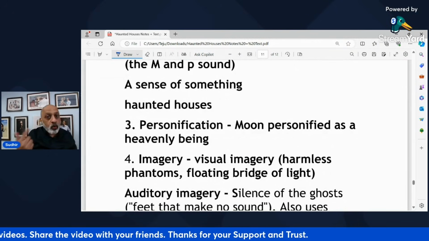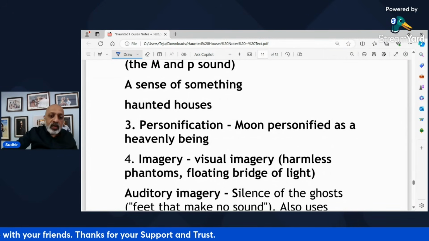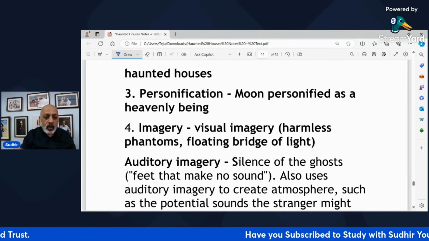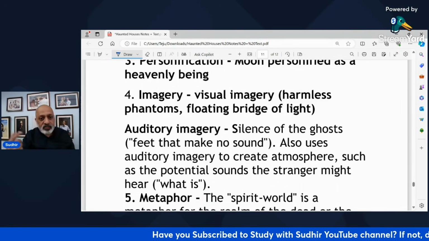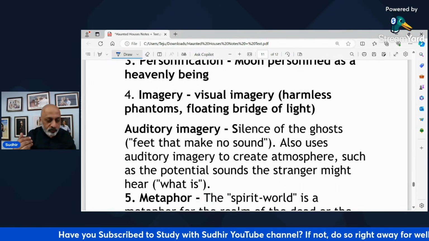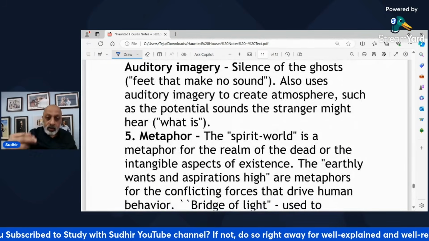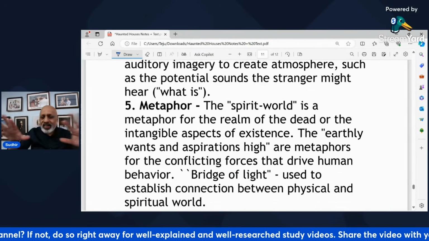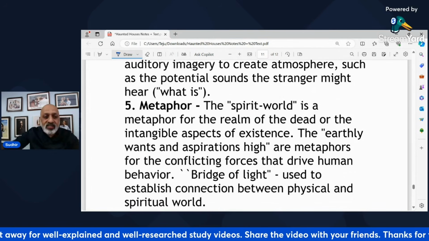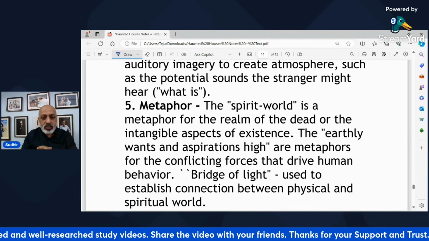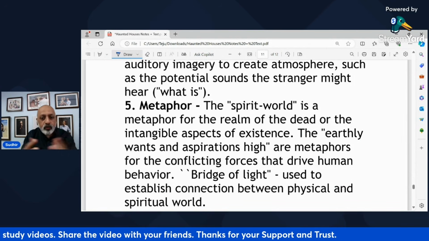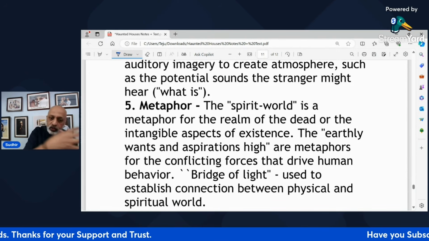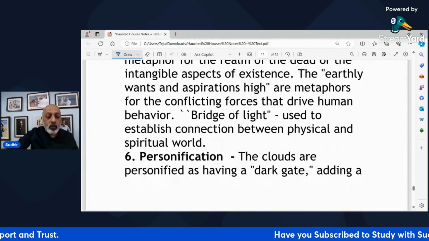Personification, the moon personified as a heavenly being. Imagery, both visual imagery and auditory imagery, silence of the ghost. Visual imagery: harmless phantoms, floating bridge of light. These are all visual imagery. Then the metaphor: the spirit world is a metaphor for the realm of the dead or the very intangible. Intangible means something which is very uncertain. The earthly wants and aspirations high are metaphors for the conflicting forces that drive human behavior, right? The bridge of light is used to establish connection between the two worlds, the physical and the spiritual world.